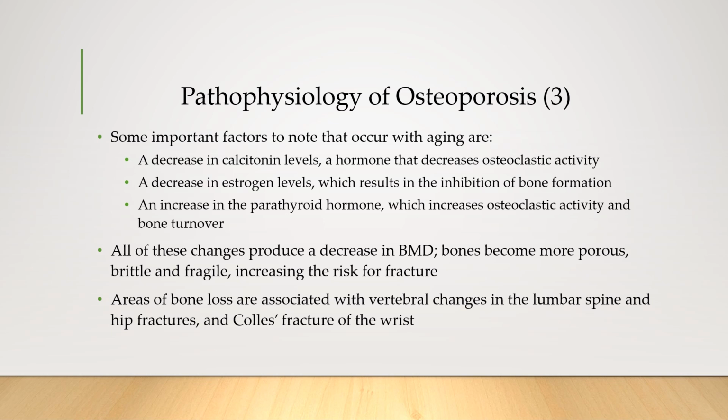So some important factors to note that occur with aging are a decrease in calcitonin levels, a hormone that will decrease osteoclastic activity. A decrease in estrogen level, which results in the inhibition of bone formation. An increase in the parathyroid hormone, which will increase osteoclastic activity and turnover. All of these changes will produce a decrease in BMD, bone mineral density.